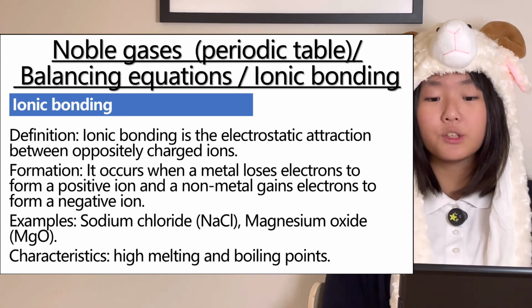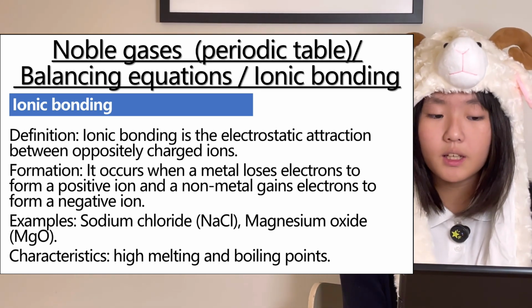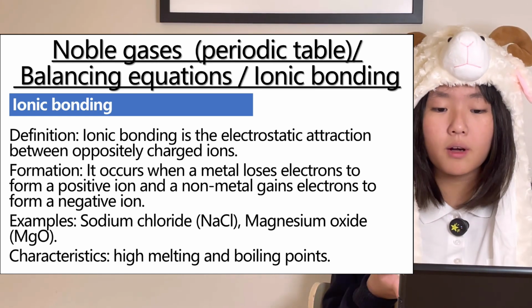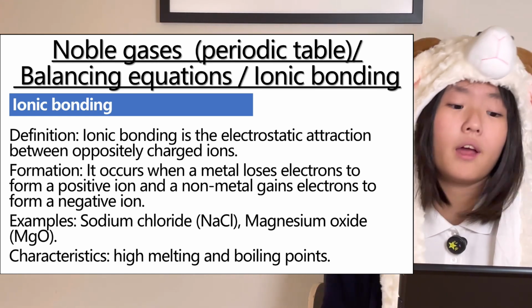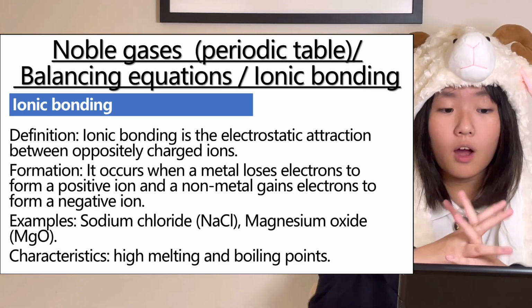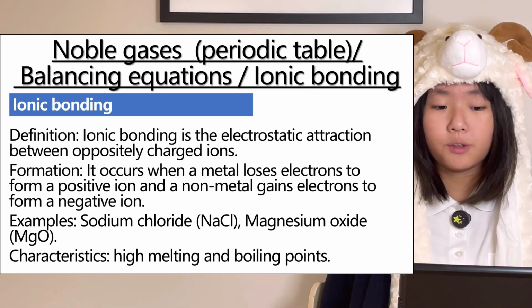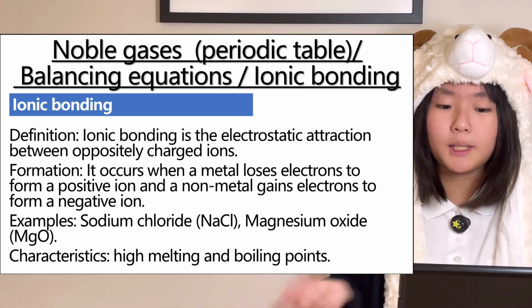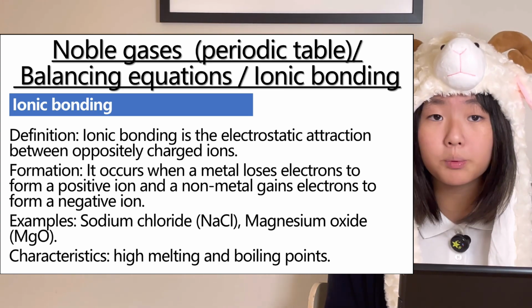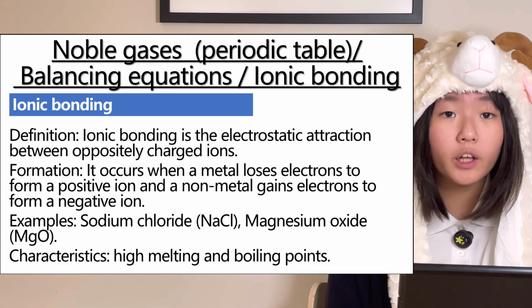Ionic bonding is the electrostatic attraction between oppositely charged ions. It occurs when a metal loses electrons to form a positive ion and a non-metal gains electrons to form a negative ion. This only happens between metals and nonmetals. A metal and a metal cannot have an ionic bond, and neither can a nonmetal and a nonmetal. Some examples include sodium chloride, which is just table salt, and magnesium oxide. Their characteristics are they have high melting points and boiling points. And ionic bonding is said to be the strongest bond.